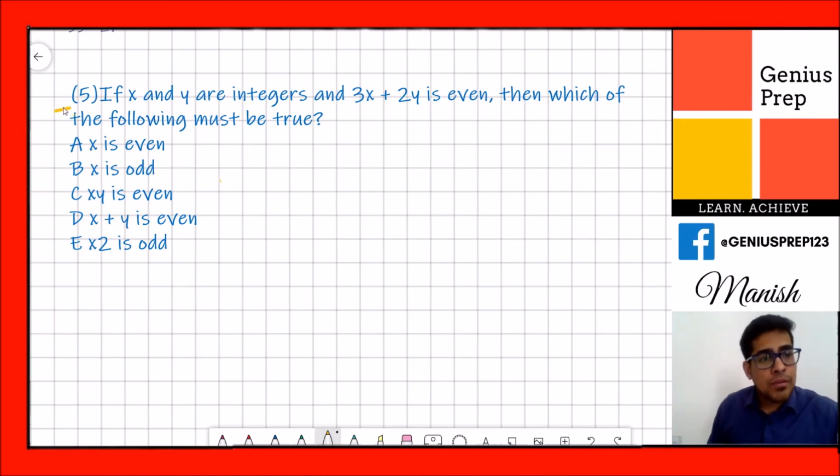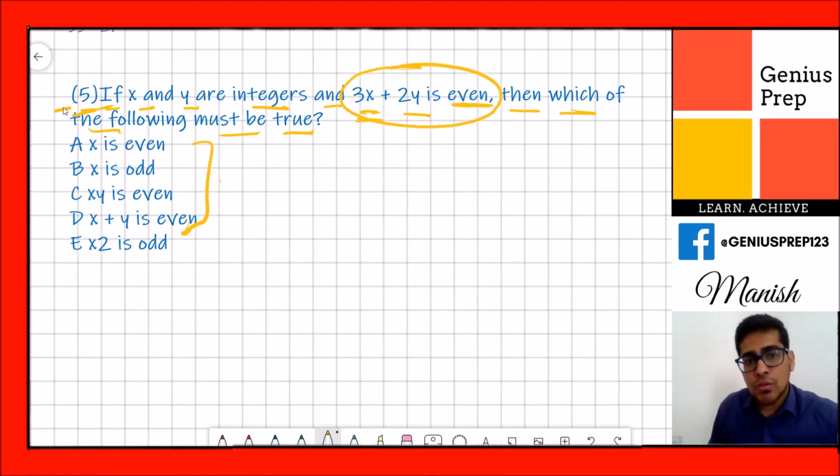Okay guys, so we have a fifth question which is related to odd and even numbers. The question says if x and y are integers and 3x plus 2y is an even number, then which of the following must be true? We have options, we have to find out. Just do not look at the whole term together. What you can see is 3x plus 2y is equal to even.